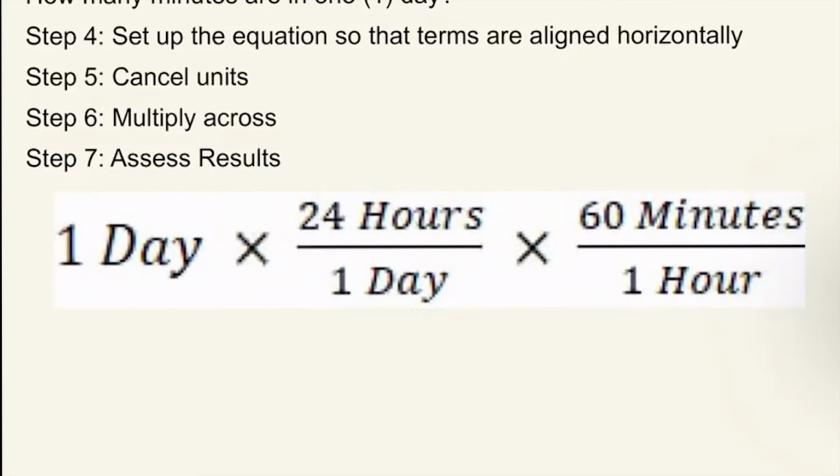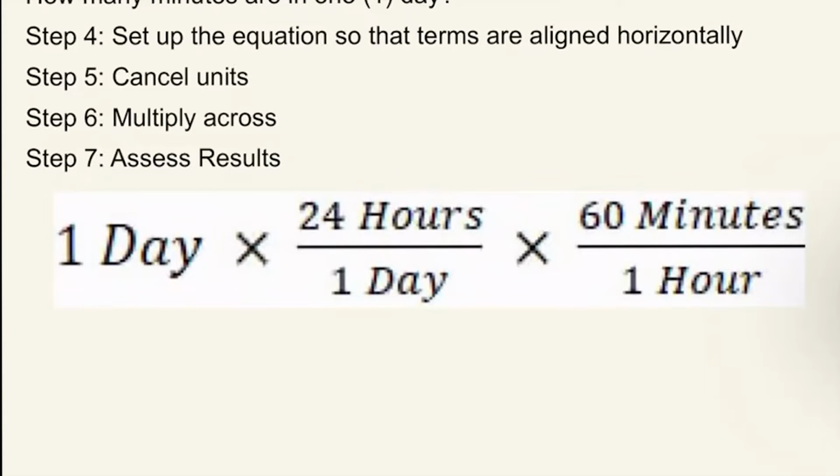So our next step, step 4, is to set up the equation so that the terms are aligned horizontally. As you can see from the problem at the bottom of the screen, this has already been done, and we set these up as fractions. It may not seem necessary to write the numeric values in these fractions because it is 1 in the numerator for each of these terms, but this is important for later, more complicated problems.